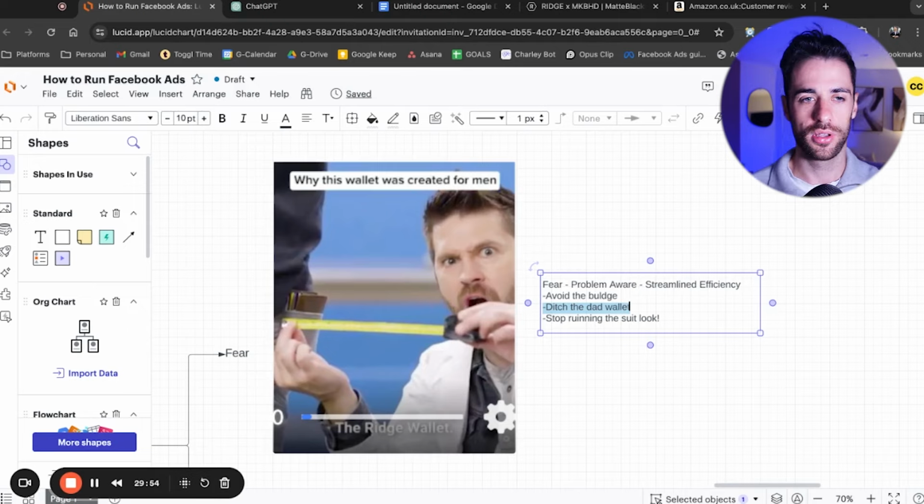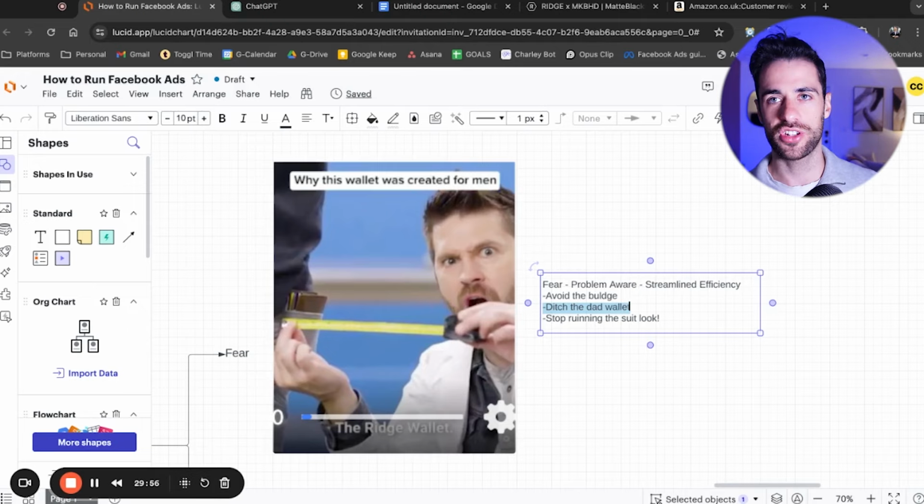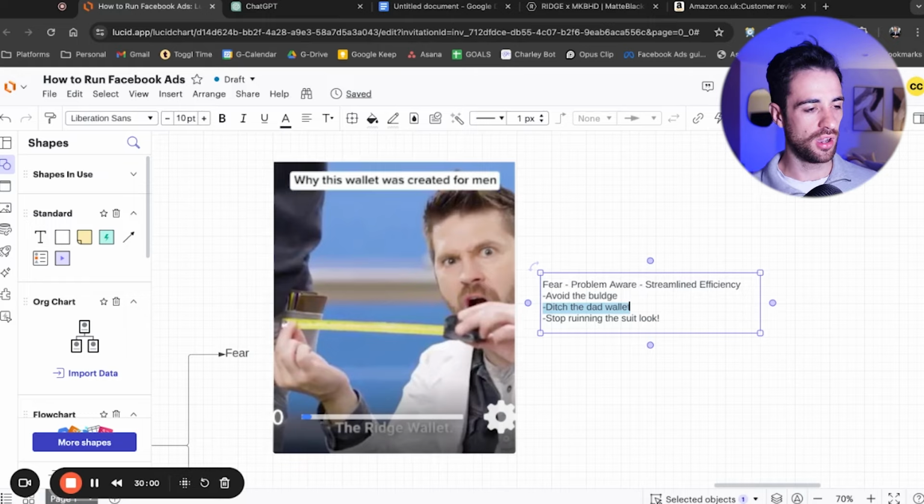They want to be like, here you're bringing it to my attention. Here's a wallet that looks like my wallet. That's a dad wallet. Oh, I have a problem. I know I don't really like my wallet. I have that problem. Let me move away from it. What is this company offering me? Okay. And then stop ruining the suit look.